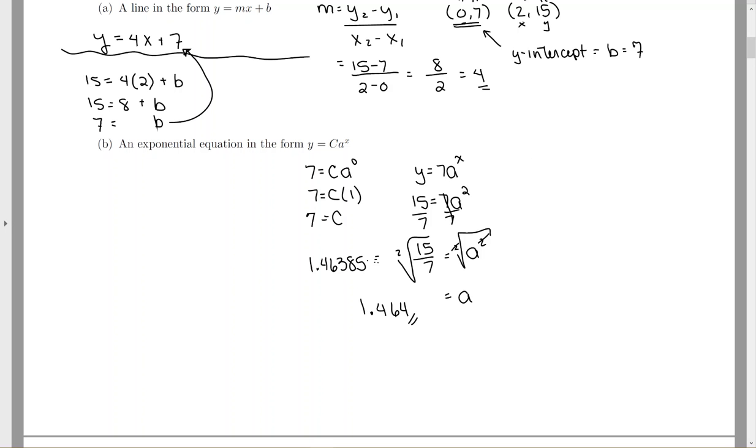All right, and then go back to your equation, y equals, plug in your c, plug in your a, and raise it to the x power. That's your exponential.